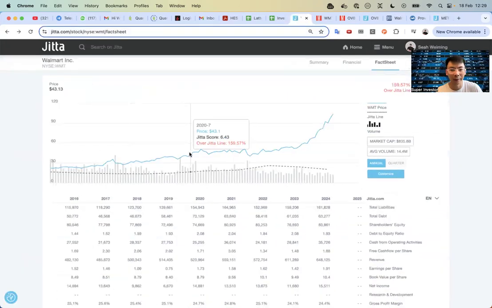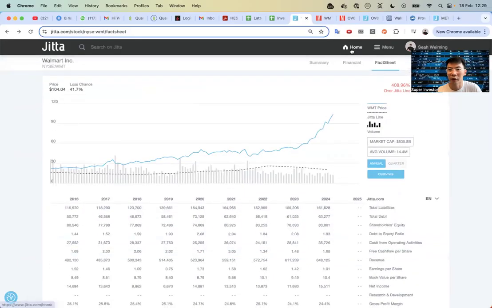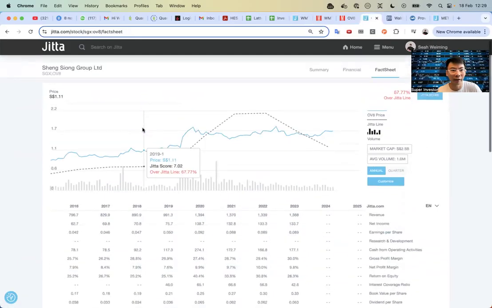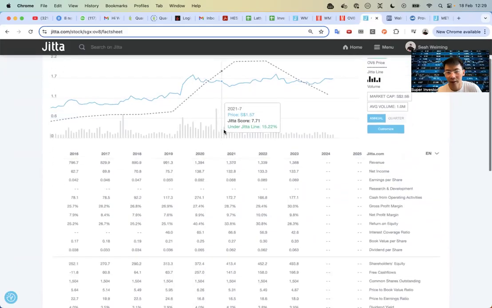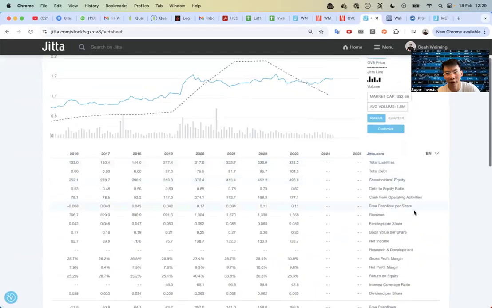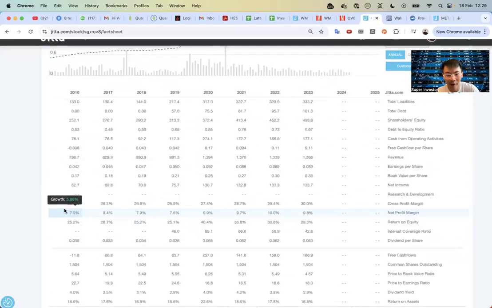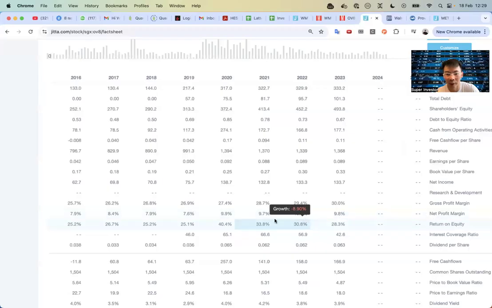Now, for Walmart, I would like you to compare it to other supermarkets. For example, this one is a Singapore supermarket, Sheng Siong. You can see, let me just refresh it because we have changed some of the fact sheets. The net profit margin is in fact a lot more efficient than Walmart.